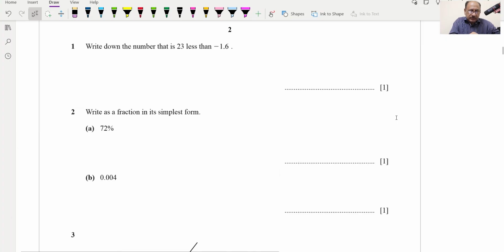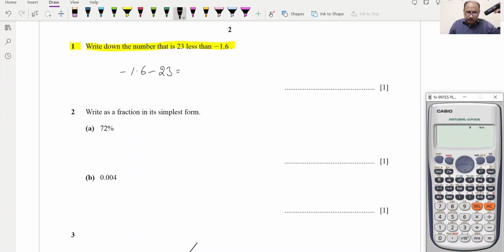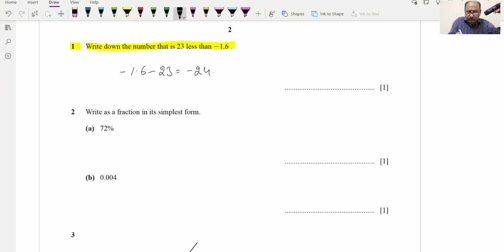Question number 1 says, write down the number that is 23 less than minus 1.6. So we can say minus 1.6 minus 23. This can be calculated as minus 1.6 minus 23, and this will be minus 24.6. Minus 24.6 will be our final answer, 1 mark part.